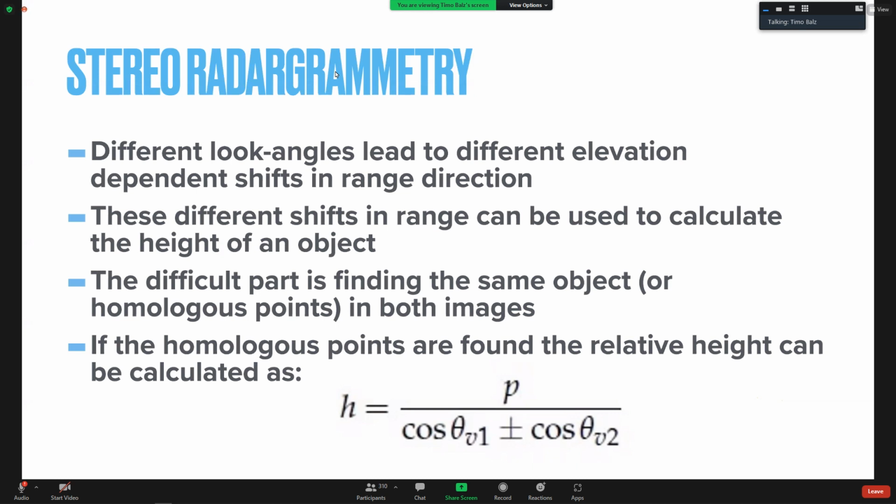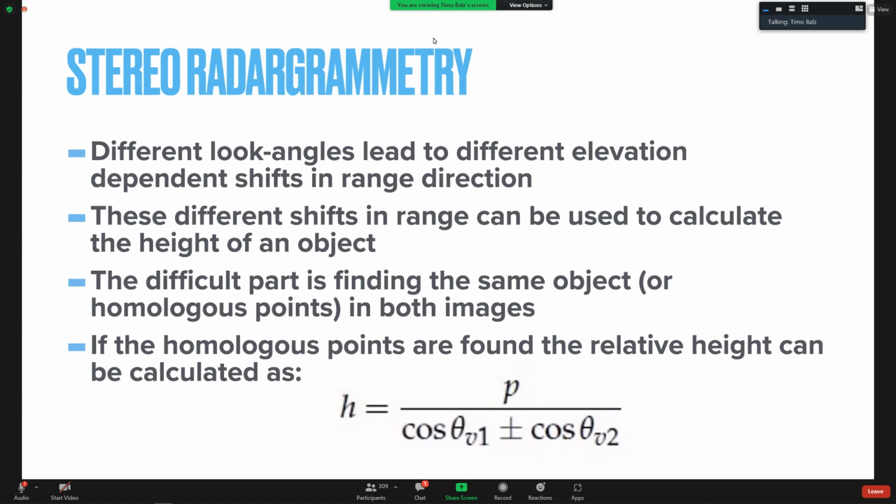The difficult part of doing that is just finding the same object, the same points in both images. It's very similar to photogrammetry. So you need to find the homologous points, which show the same object, the same point in image A and image B. If you can do that, then you can calculate the height rather simply using that equation below.